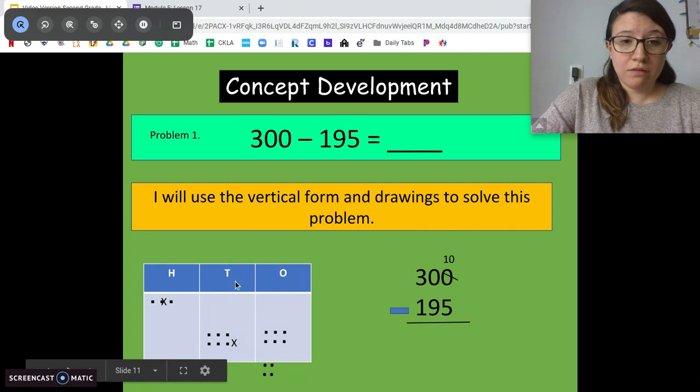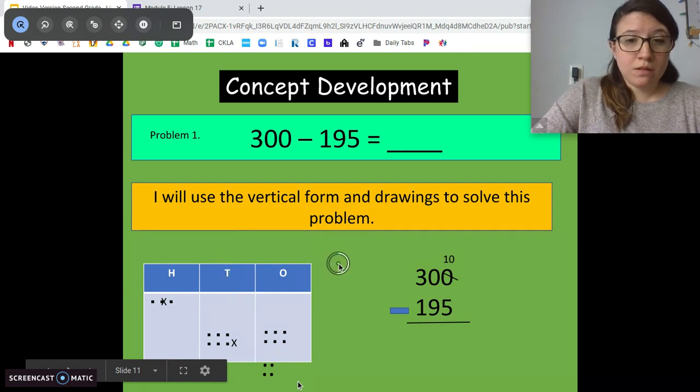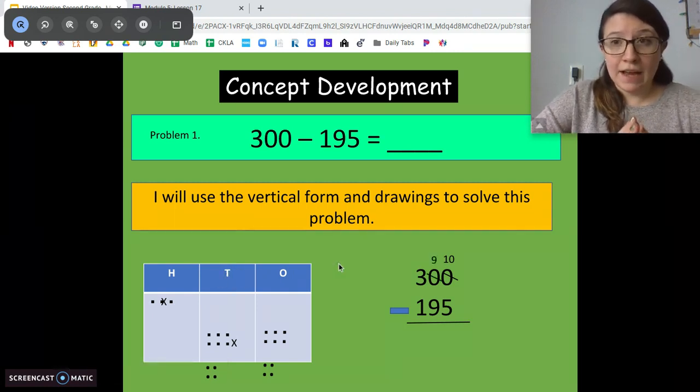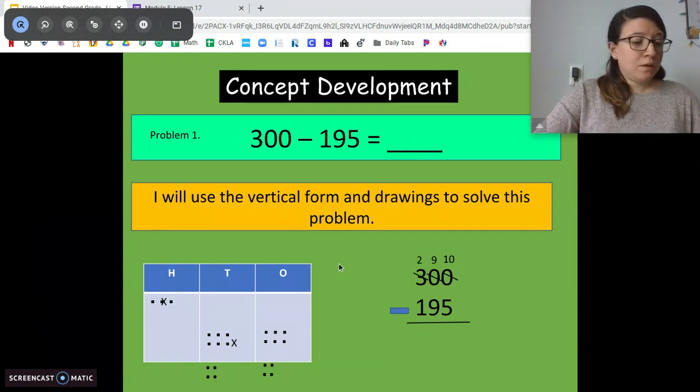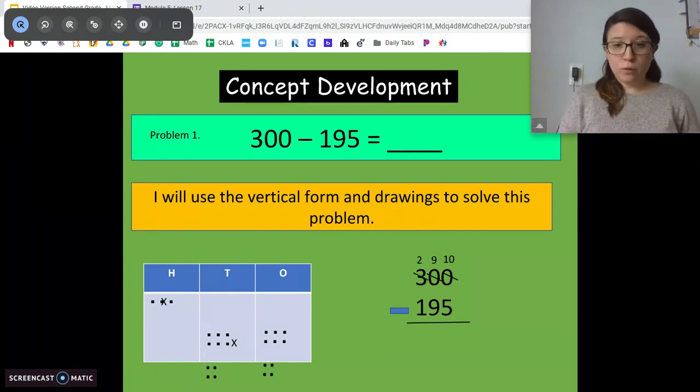Remember, I crossed one off. I have 9 10s now. Good. And then how many hundreds do I have? 2, right? Okay. So now we can subtract. We have enough pieces in all of our place value charts and all of our columns so that we can subtract and do it accurately.